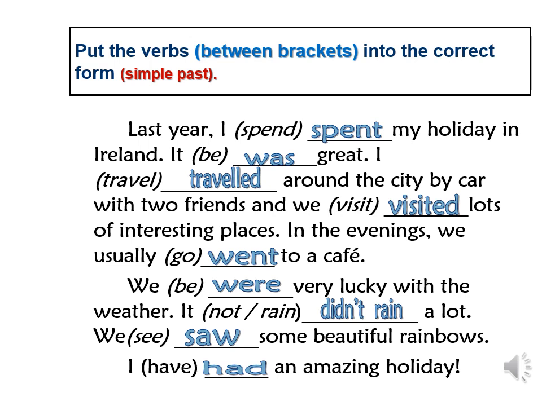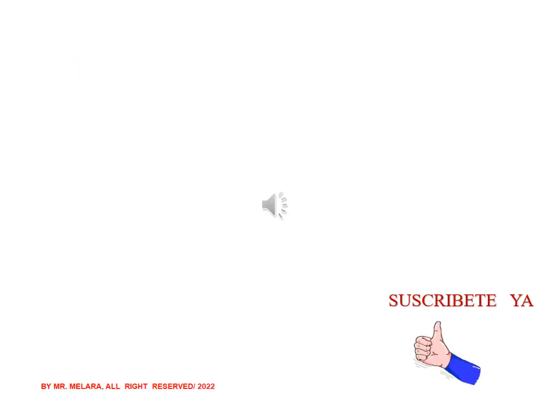And the first one is: last year I spent, irregular. Ireland, it was, irregular verb. I traveled, regular verb. Visited, regular verb. Usually when, irregular verb. Where, irregular verb. Not rain, didn't rain, using the auxiliary did. See, use saw because it is an irregular verb. And the last one, have, because it is an irregular verb.